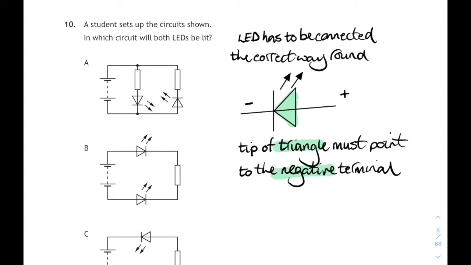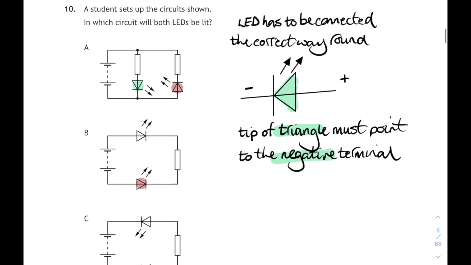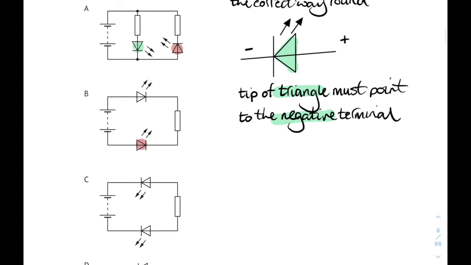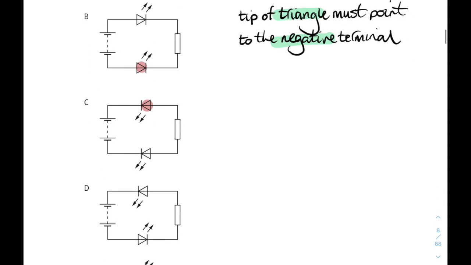So in answer A, the first one's the correct way around, the tip's pointing at the negative terminal, but the other one is the wrong way around, and they're in parallel, so only one of them would be lit up. In answer B, that one's the wrong way around, and they're in series, so none of them will light up. Same in part C, that's the wrong way around, none will light up.